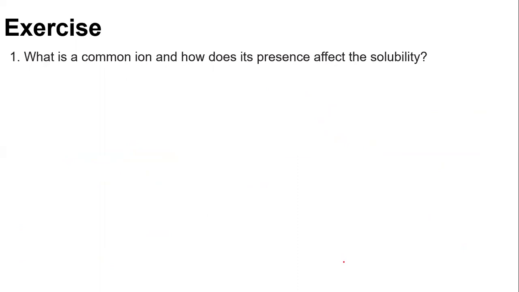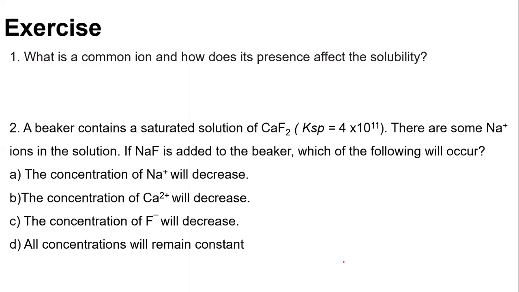Some simple questions for us to consider. What is the common ion effect and how does it affect solubility? We've talked about that, right? What's a common ion? A common ion is an ion which is introduced to a solution already containing that ion. And when you introduce a common ion, it decreases the solubility. So that is just very simple.